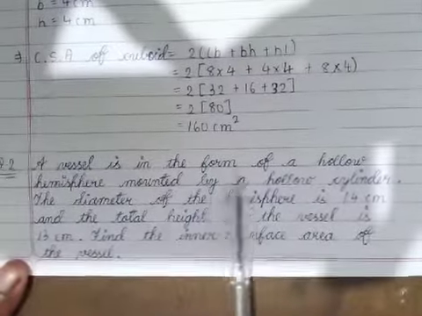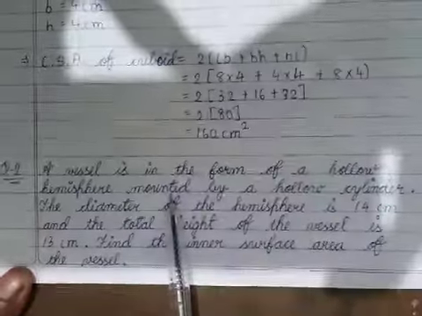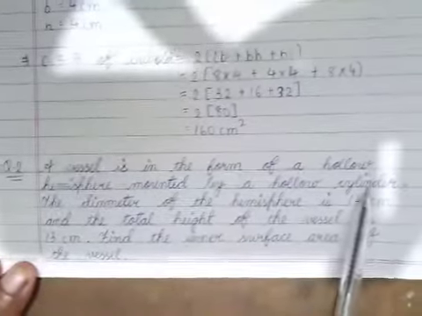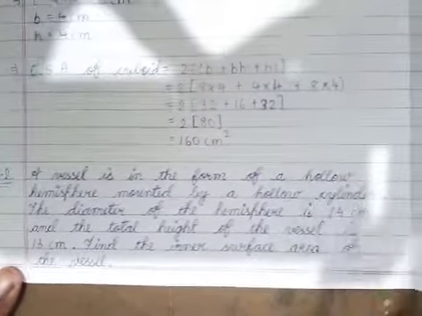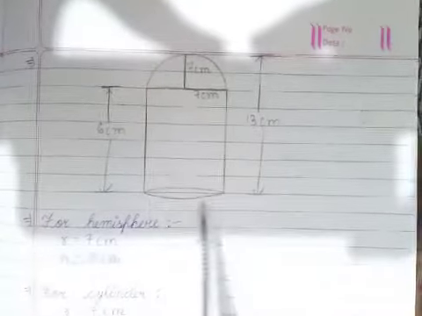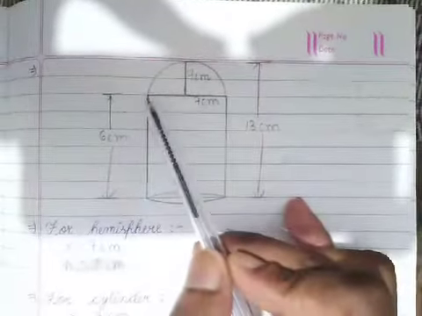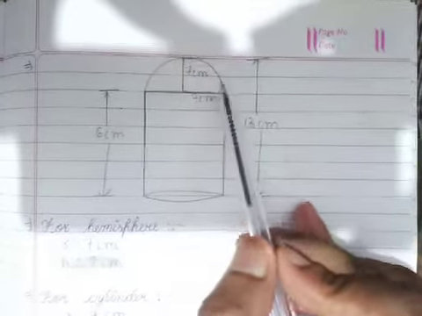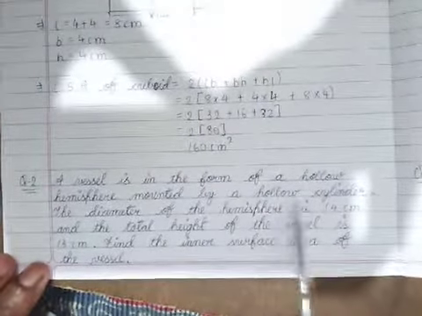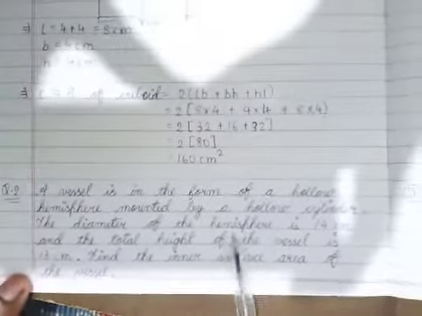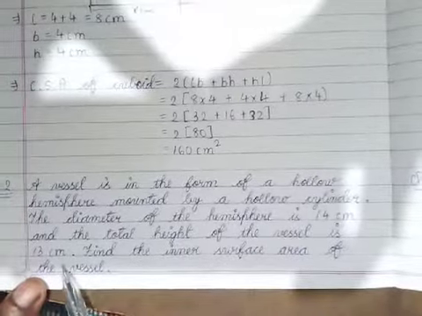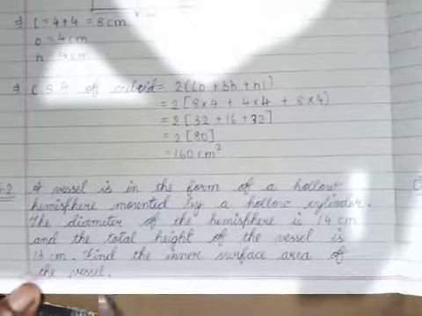A vessel in the form of a hollow hemisphere mounted on a hollow cylinder. Okay, the cylinder is empty. Hollow means it is empty from inside. So this is a cylinder and a hollow hemisphere. The diameter of the hemisphere is 14 centimeter and the total height of the vessel is 13 centimeter. Find the inner surface area of the vessel.